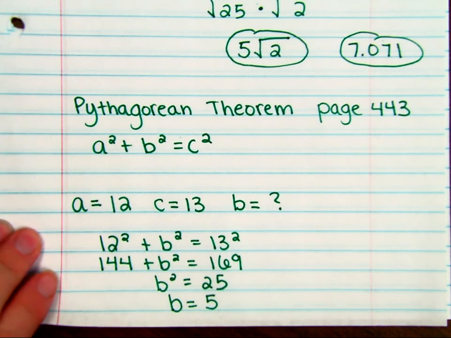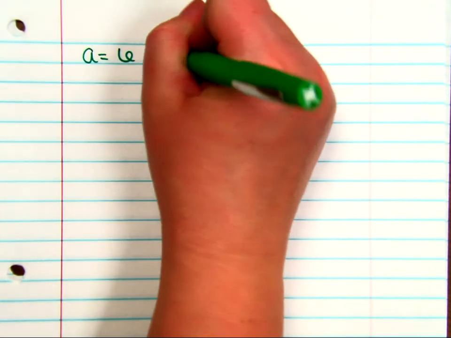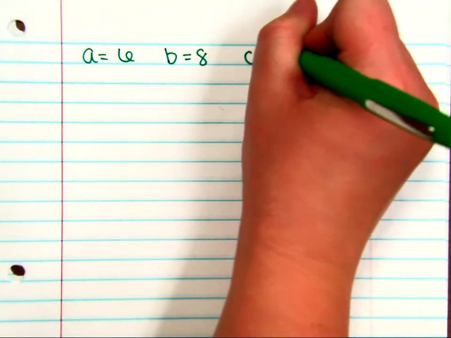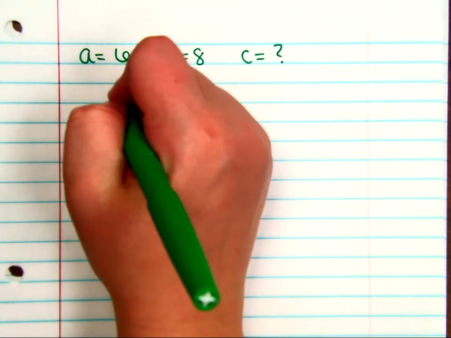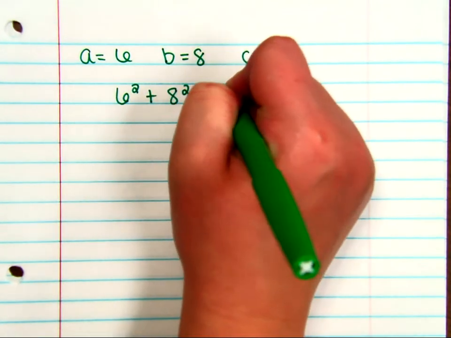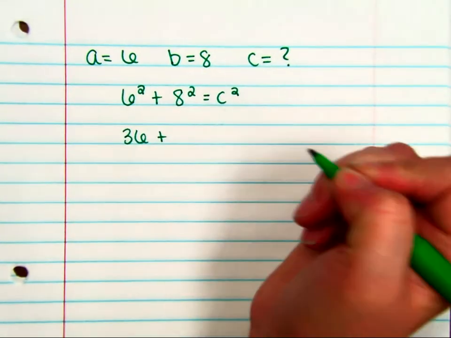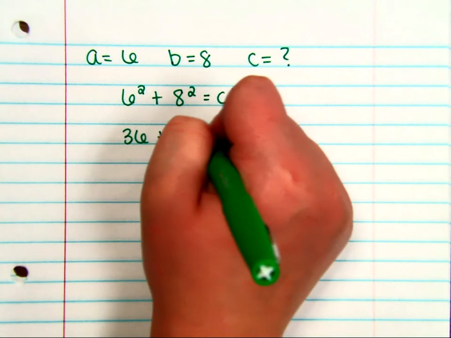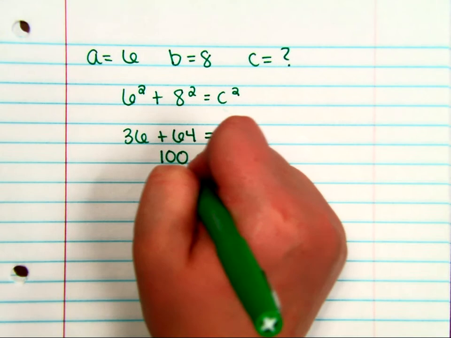So let's do one very, very quick one where you know both your legs and you're missing your hypotenuse. So A is 6, B is 8, C is what we are looking for. So 6 squared plus 8 squared equals C squared. 6 squared is 36 plus 8 squared is 64 equals C squared. So we have 100 equals C squared. C would equal 10.